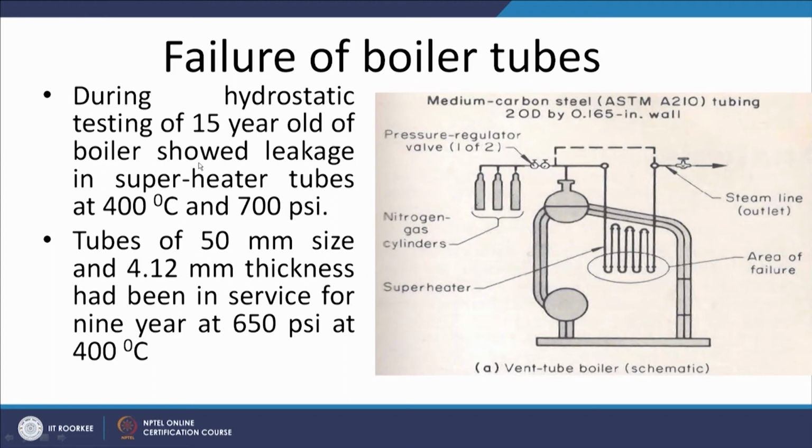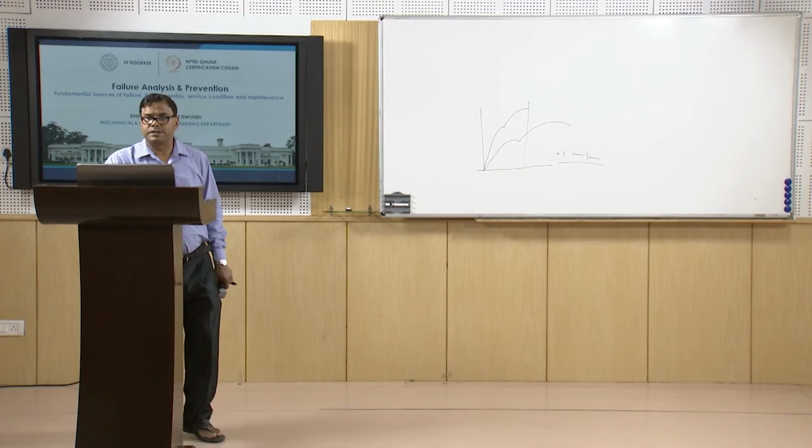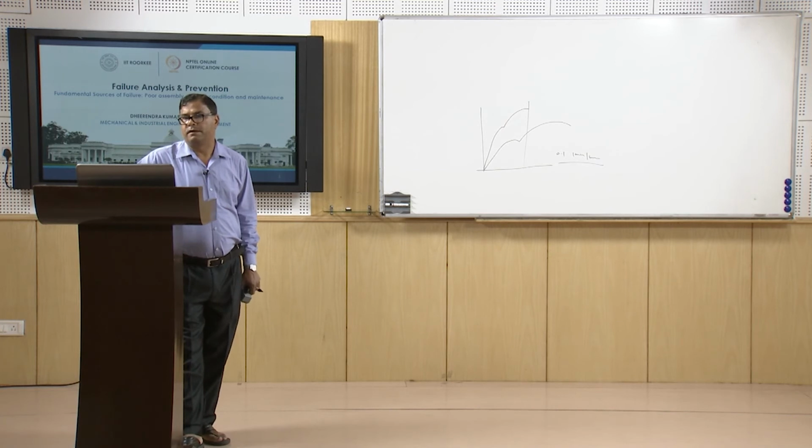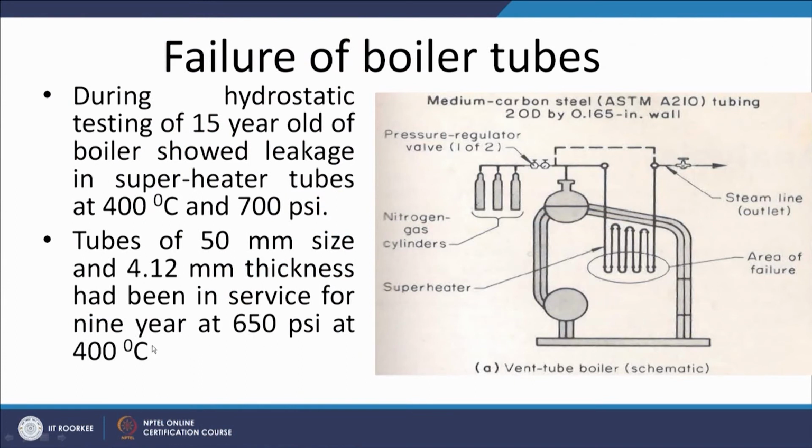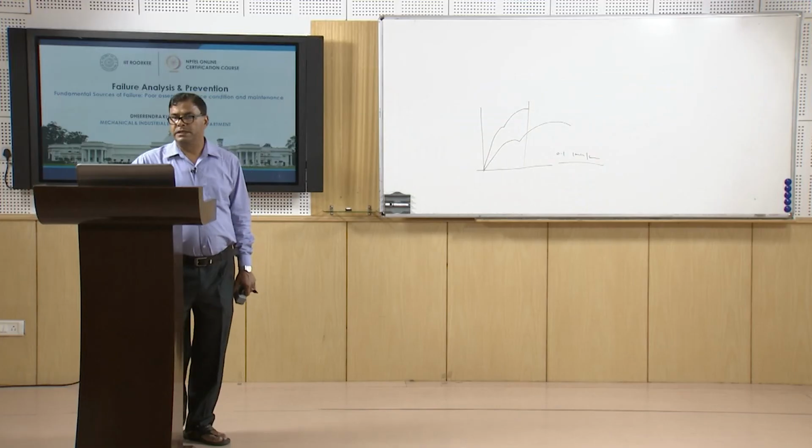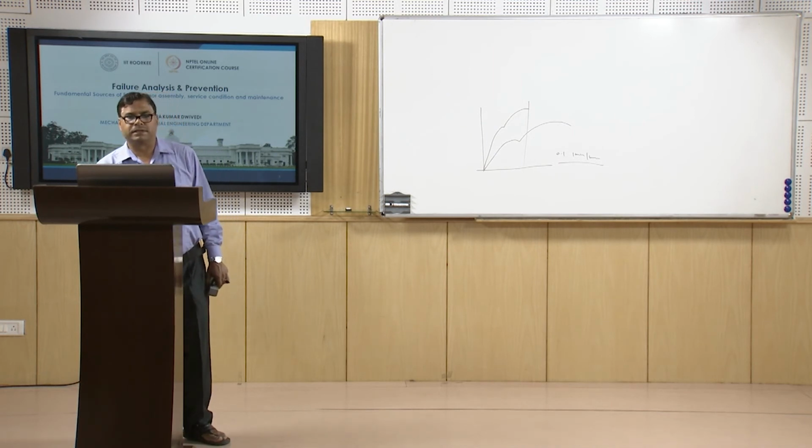The 15-year-old boiler showed leakage in the superheater tubes, which were operating at 400 degrees centigrade and 700 psi. The tubes of 50 mm diameter and 4.12 mm thickness had been in service for the past 9 years. The expected life was 15 years, but during the 9 years of service, it had worked successfully at 650 psi and 400 degrees centigrade. After the maintenance, it was in a trial run at 400 degrees centigrade and 700 psi.